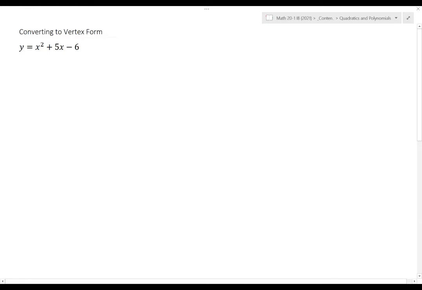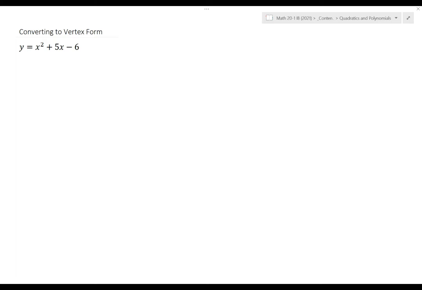Hello. In this video, we're going to look at how we can convert quadratic equations from general form into vertex form. I'm going to show you how we can do it if the quadratic is factorable. I'm also going to show you what we can do if the quadratic is not factorable using a couple of different techniques. So first off, we have a factorable quadratic.